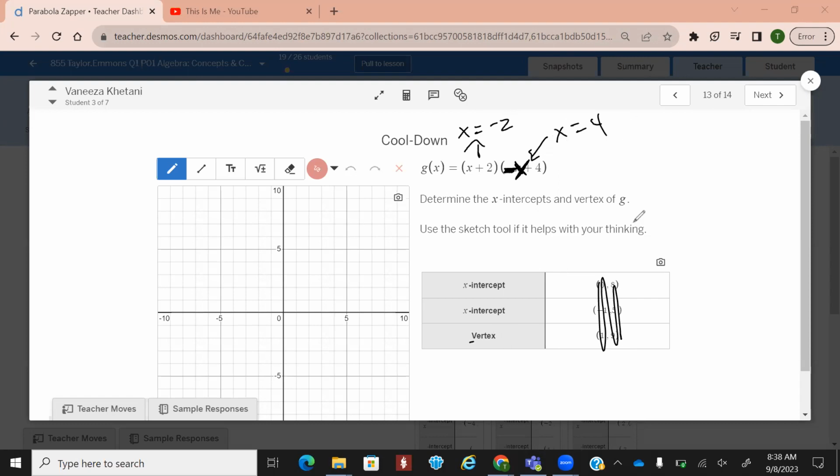Now, how do I find the vertex? Well, it has to be halfway between these two numbers. So between -2 and 4, what number's in between? 1. If I plug 1 into the equation, I'm going to get 9. Questions on that? So it's 1, 9, -2, 0, and 4, 0.